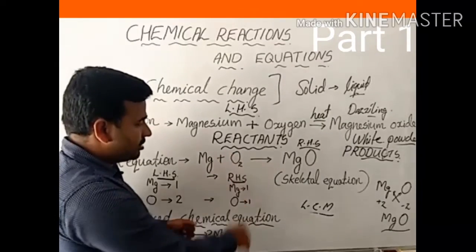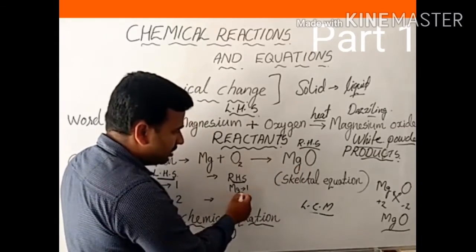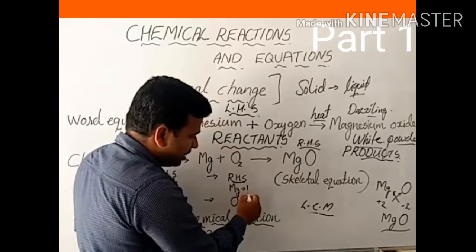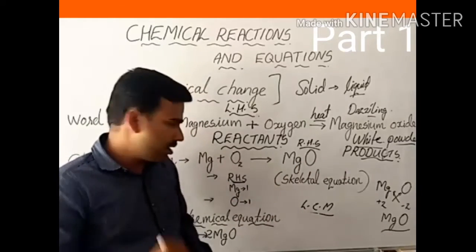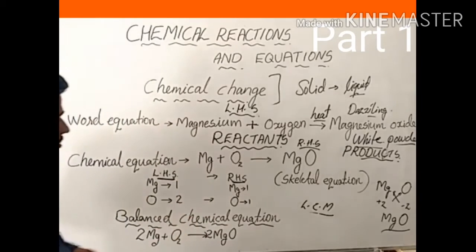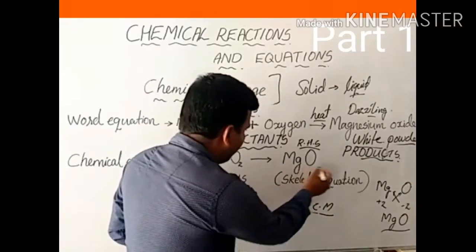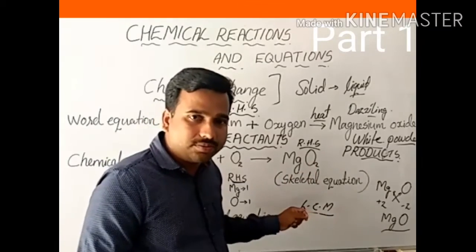Towards the right hand side, the element Mg, magnesium atom, is only 1. So we write here magnesium atom 1, and oxygen atom is also 1. So now let us look here, 2 atoms of oxygen. There we cannot change anything to the subscript. In order to make O2 here, we can't write O2 here.